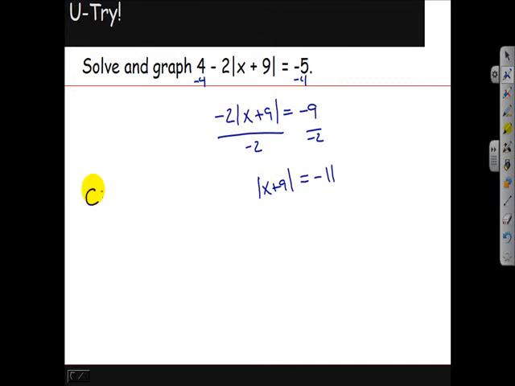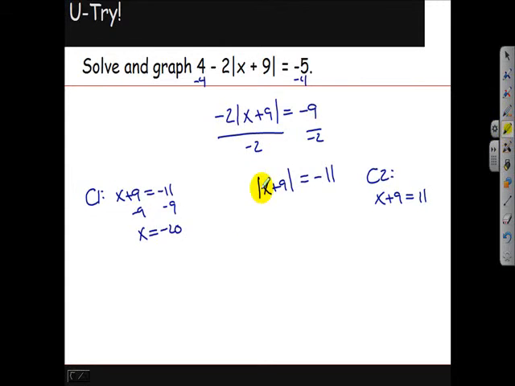Now let's go case 1. X plus 9 equals negative 11. Subtract 9 from both sides. X equals negative 20. And case 2, I've got x plus 9 equals positive 11.